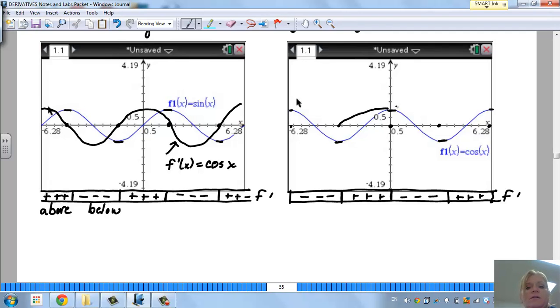Oops, sorry. Let's erase that. Let's undo that. So here it's going to kind of cross here. It's going to be below. Okay. Then it's going to kind of come above, below, above.